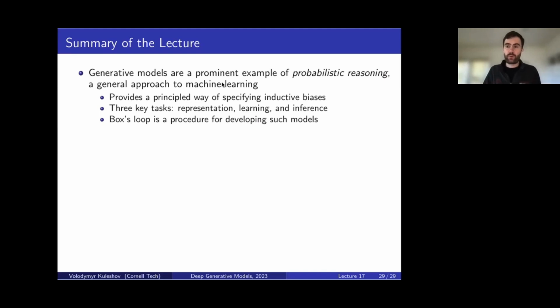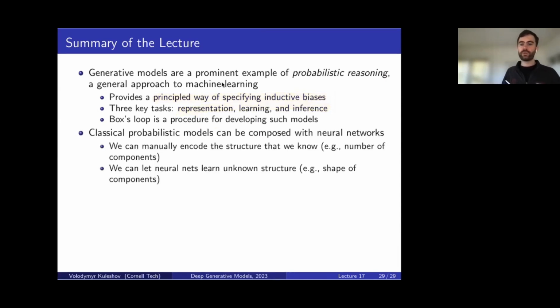And this approach to solving machine learning problems is really interesting because it provides a principled way of specifying our prior knowledge. It also naturally provides a systematic way of approaching and solving problems via Box's loop and via the separation of any problem into these three tasks, which are relatively distinct from each other. And not only are the methods of this class instances of probabilistic reasoning, they can also be used to improve algorithms for probabilistic reasoning across a wide range of probabilistic models. For example, we can compose neural nets with classical probabilistic models to get the best of both worlds.